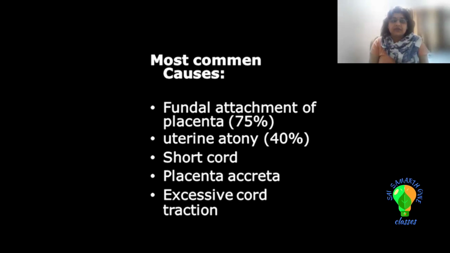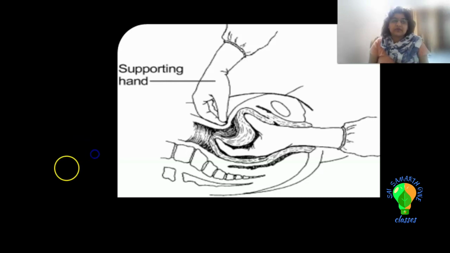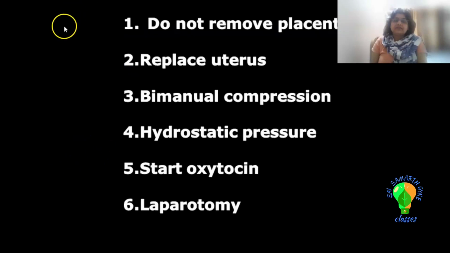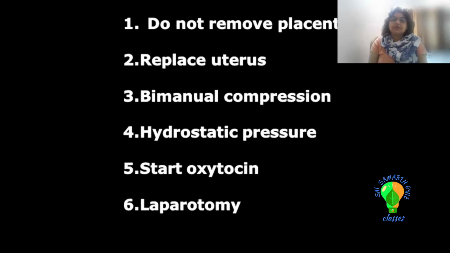Then if you make an attempt to give excessive traction, what will happen? It can cause inversion. Okay, so the main principle is that the part which comes out last has to be pushed first. You don't have to remove the placenta. If you remove it, it will cause more bleeding.